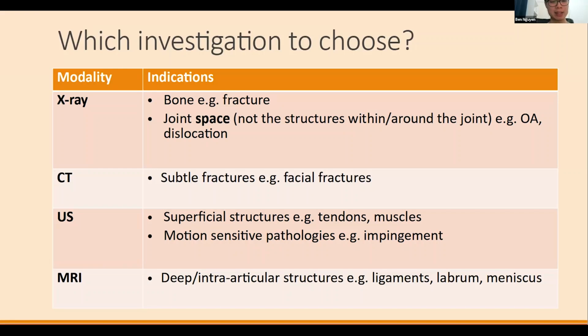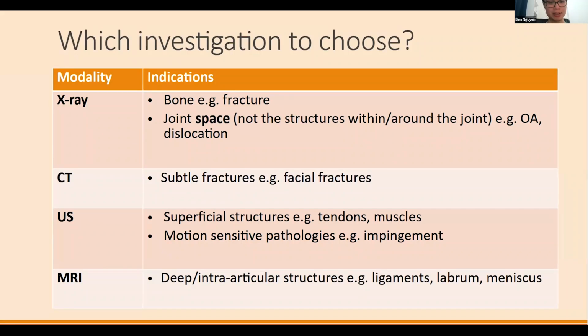And the CT is basically like a 3D X-ray, right? So it has very similar indications to an X-ray. It's very good at assessing bone and joint space as well, and it can be used to assess subtle fractures more easily. So if you think someone has a fracture and you can't find it on the X-ray, then you can go ahead and do a CT, and that has high sensitivity for that.